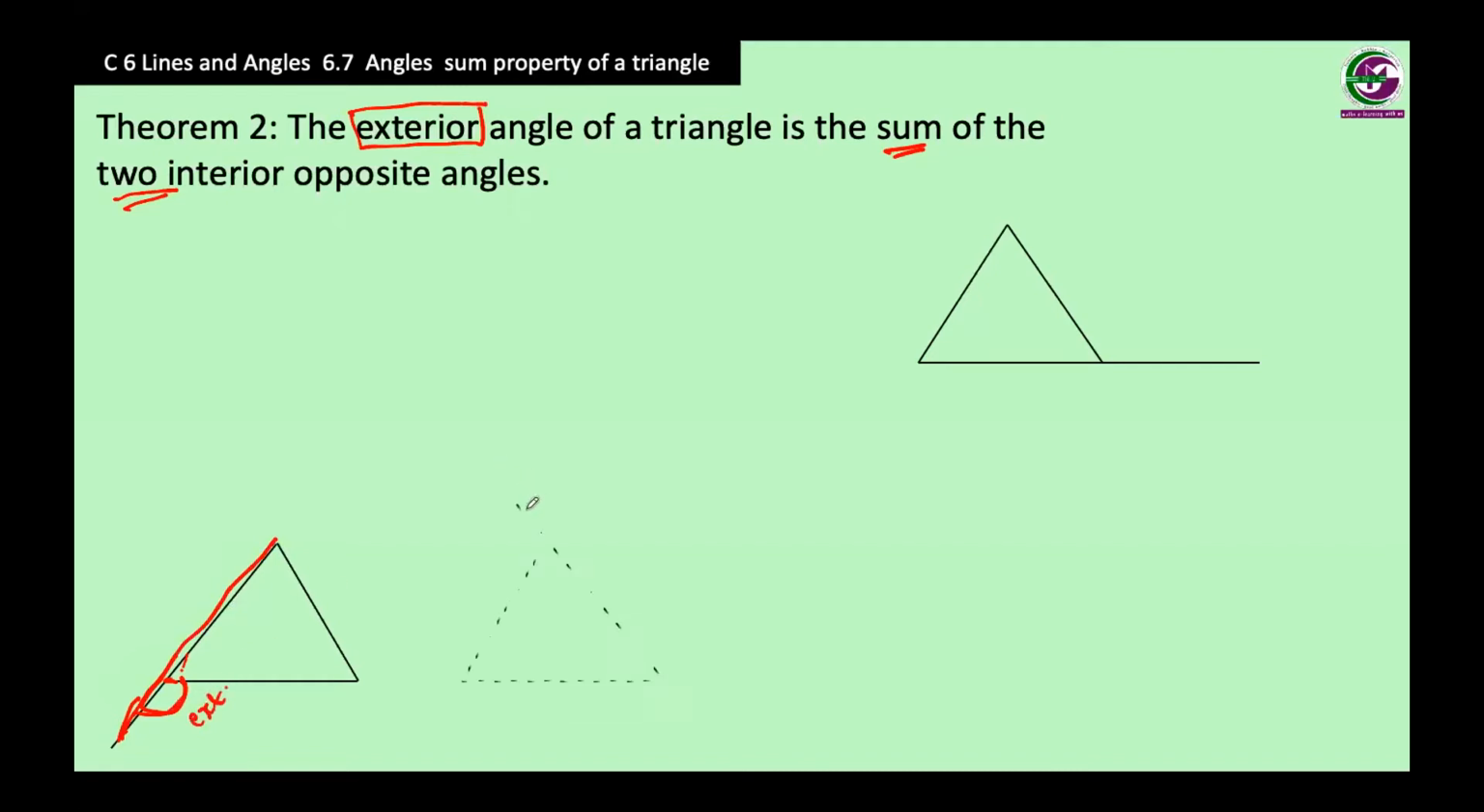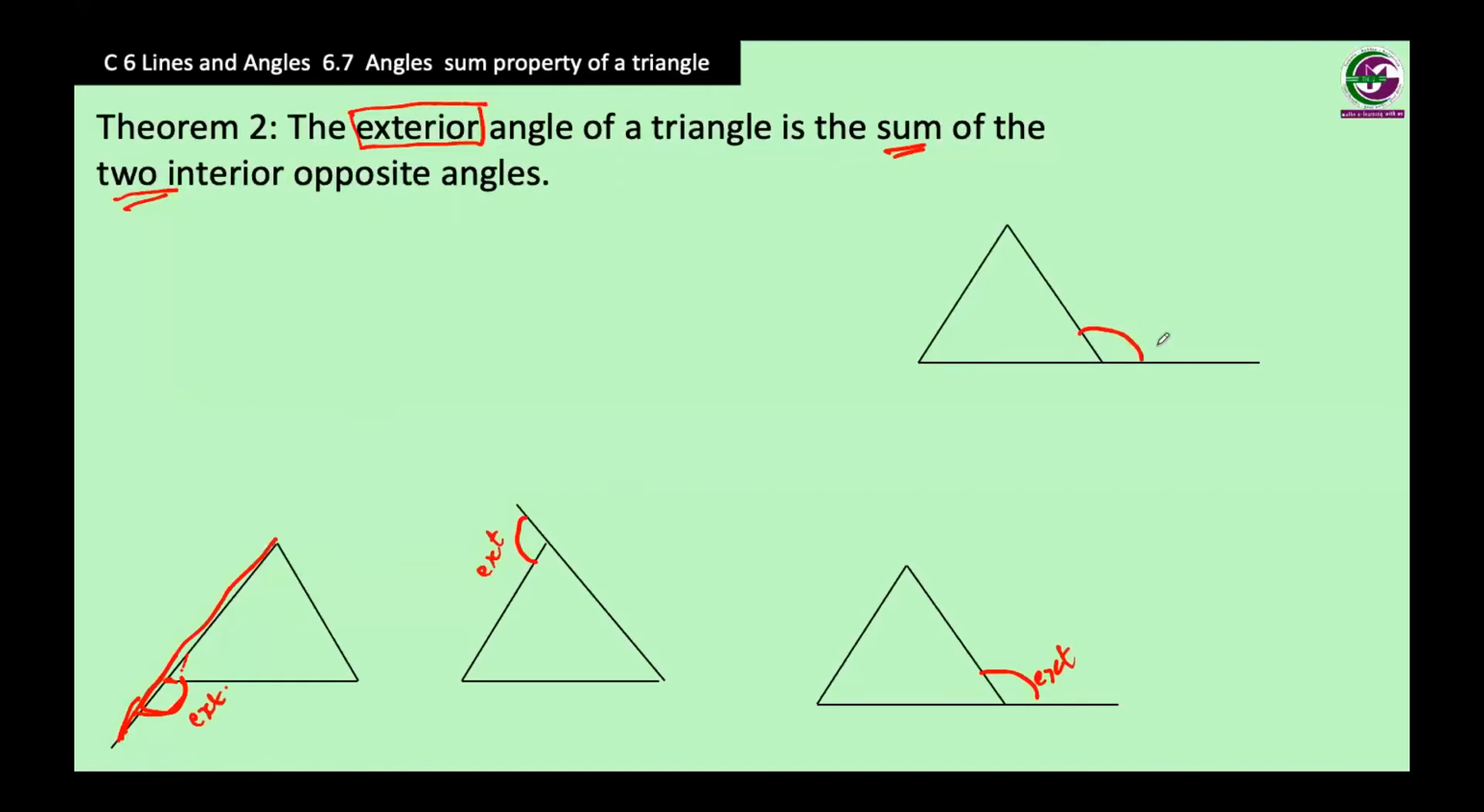Let us see another shape. Here, the second side is extended. So extended side and the shape, this angle is an exterior angle. And let us see the third part, extending the third side of the triangle. So this is also an exterior angle. So what is an exterior angle? An angle formed between an extended side and the shape is called an exterior angle. So this is the exterior angle.